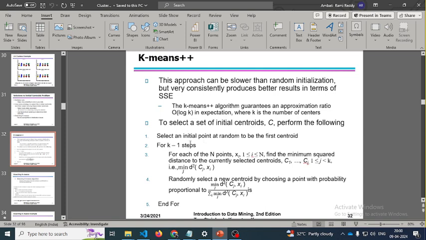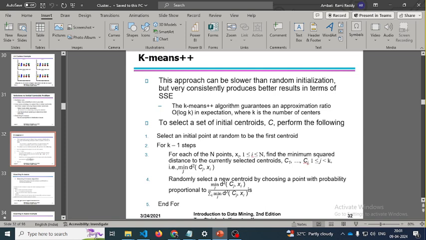The first step is to select an initial point at random to be the first centroid. After that, for each of the n points, find the minimum squared distance between the currently selected centroids and the data point. You need to go for the minimum distance between that centroid and the data point. Up to this, k-means is also the same.